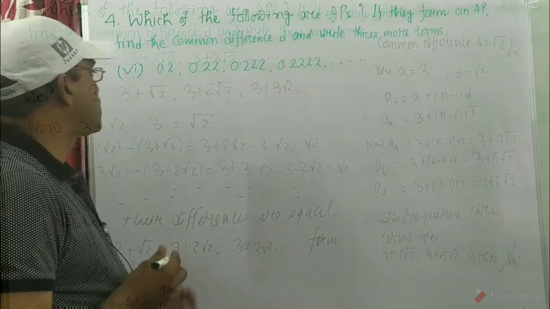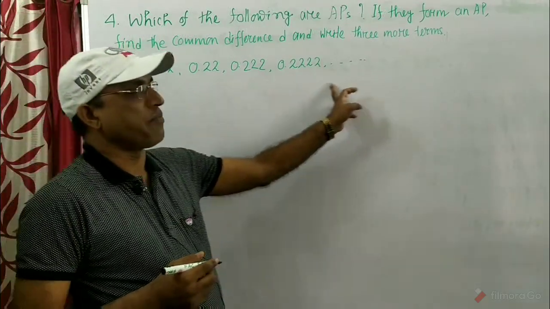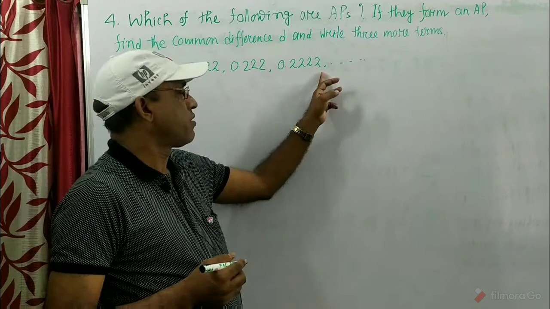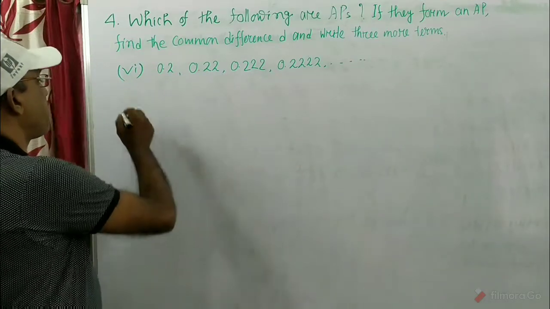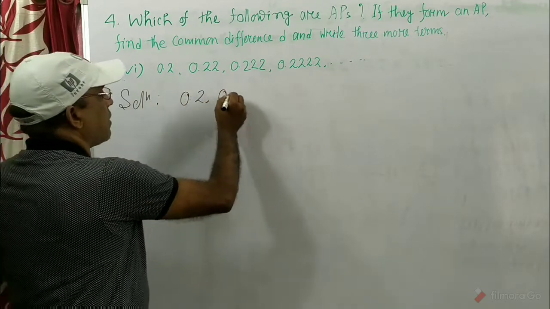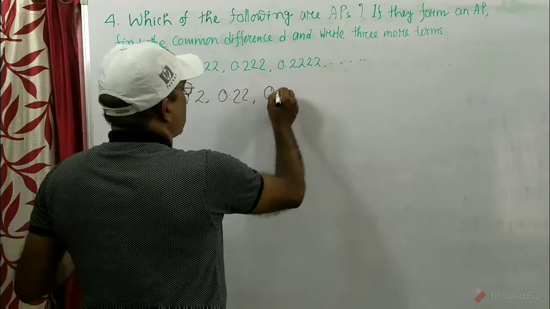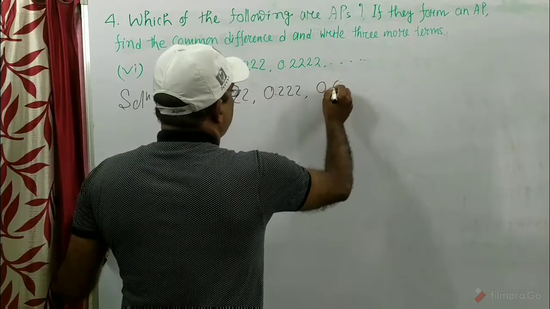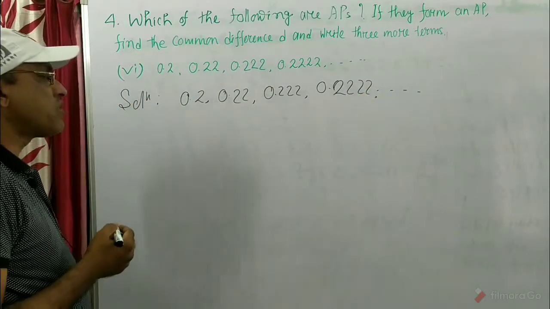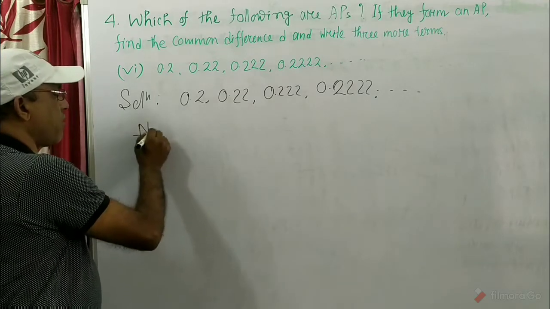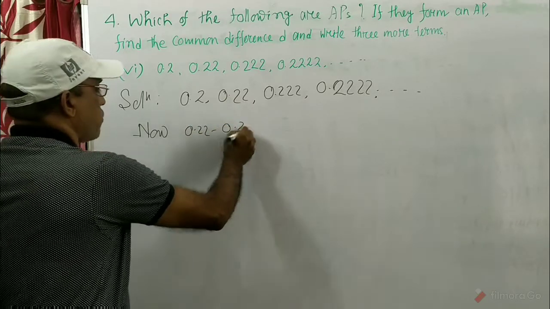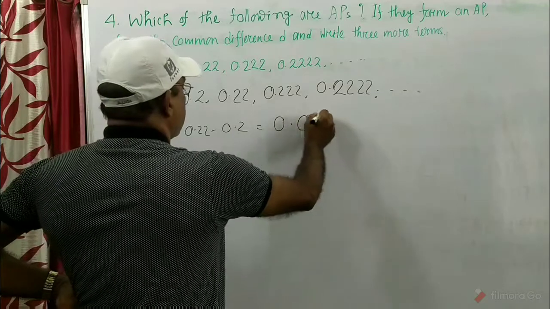Now I consider the next problem: whether these sequences form an AP or not. 0.2, 0.22, 0.222, 0.2222, and so on. Now I am rewriting these numbers. 0.2, 0.22, 0.222, 0.2222, and so on. Now we want to check whether they form an AP or not. First we subtract: 0.22 minus 0.2 will be 0.02.